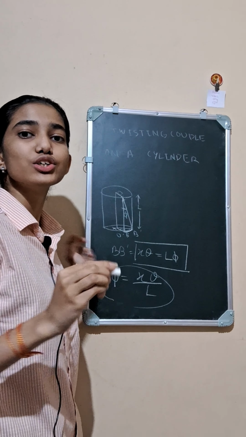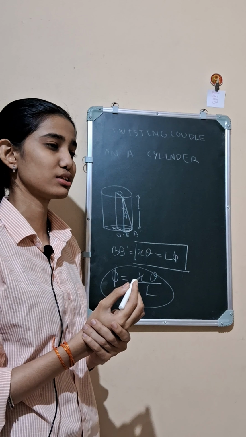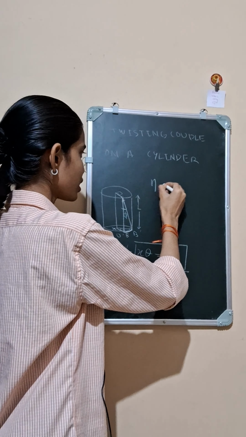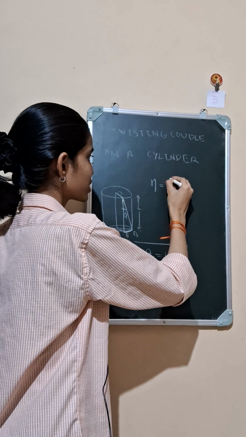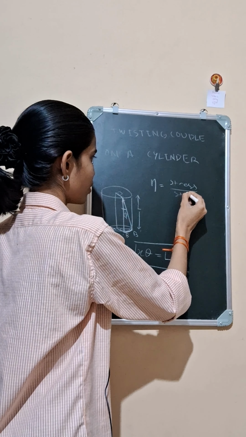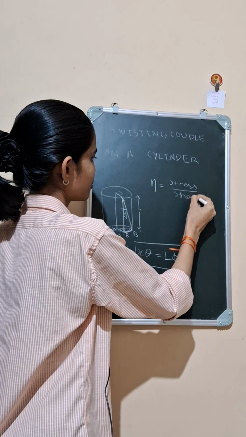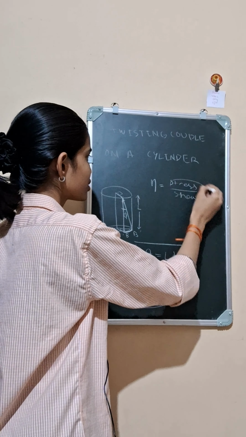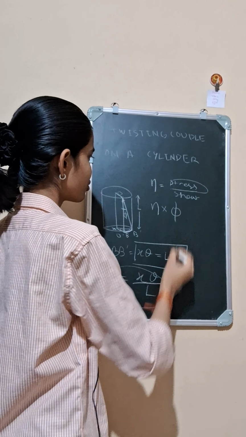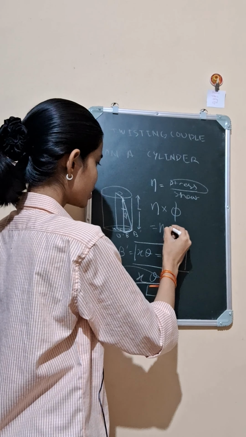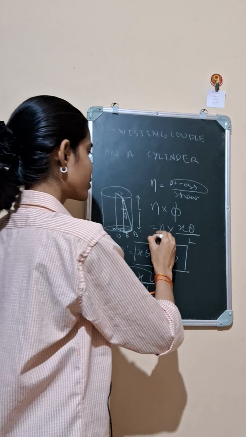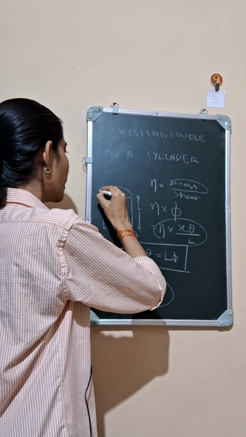We know about shear and the modulus of rigidity, eta. Eta is equal to shearing stress by shearing strain, or we simply call it shear. So the shearing stress will be equal to eta into the shear phi. So this will be equal to eta into x theta by L. Here we have the stress, we can calculate the force.